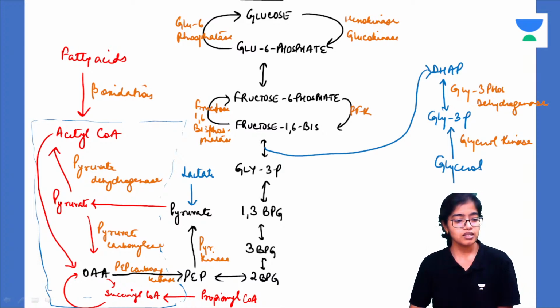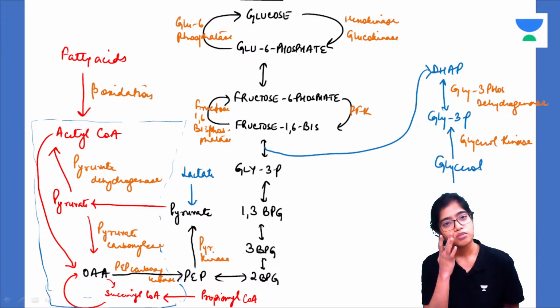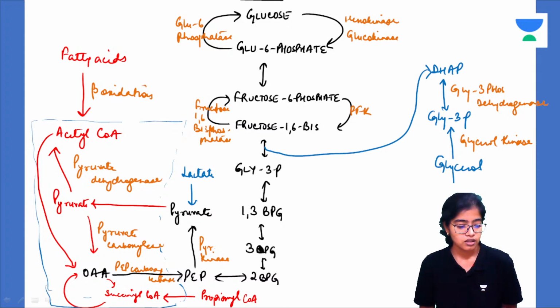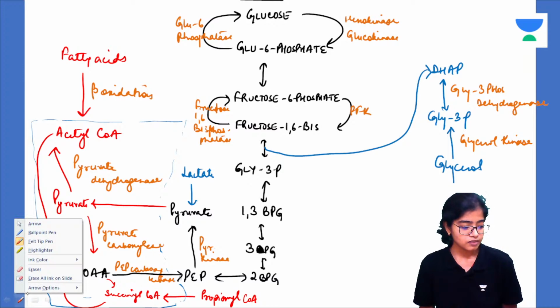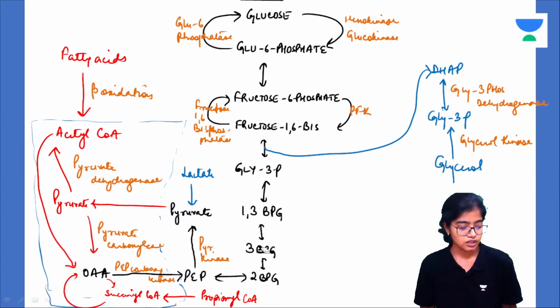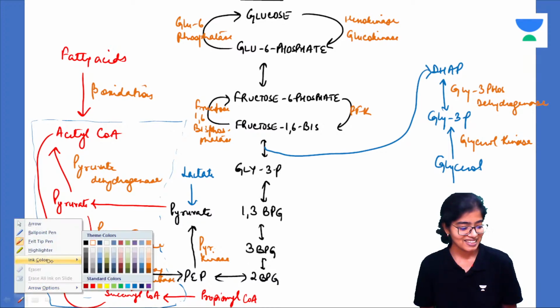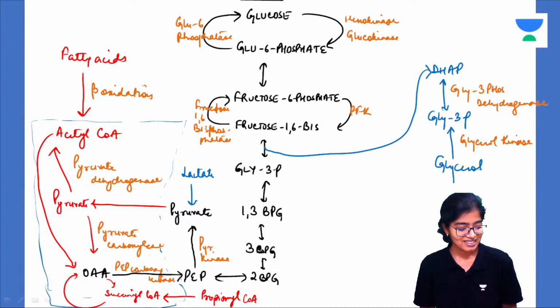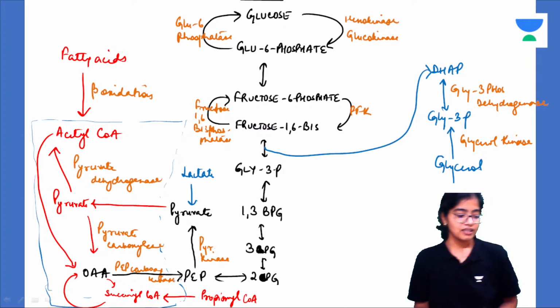This one is what? This one is glycolysis. All of you would have understood glucose to glucose 6-phosphate to fructose 6-phosphate and fructose 1,6-biphosphate, glyceraldehyde 3-phosphate, 1,3-biphosphoglycerate, 3-phosphoglycerate, 2-phosphoglycerate, and then it converts to phosphoenol pyruvate. Phosphoenol pyruvate converts to pyruvate.